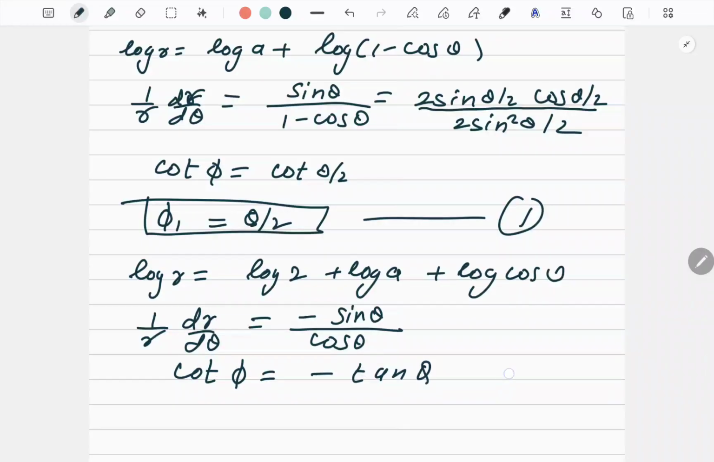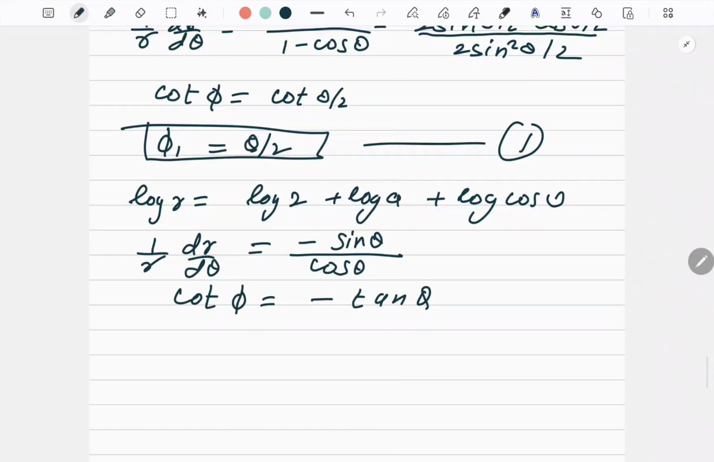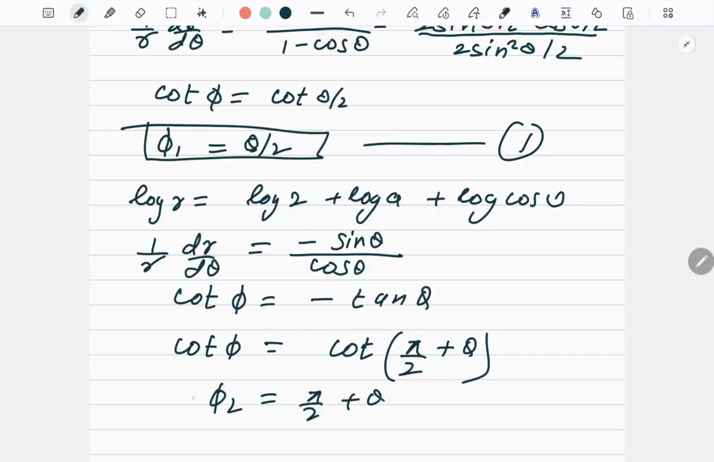Now here is a problem. What is the problem? First of all, I don't want tan, I want cot. Second, I don't want the minus sign. So again my allied angle concept: since I want to convert tan to cot, I will write cot, and I have to use pi by 2. Now I have two options, pi by 2 plus or pi by 2 minus. Since I have a negative sign, I will prefer to use pi by 2 plus theta, so that I can absorb the minus sign. So phi 2 is equal to pi by 2 plus theta. So this is my equation number 2.